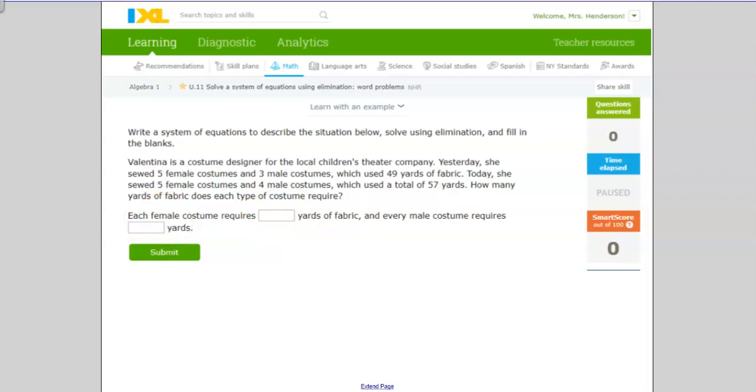So the first thing you need to do after you read the problem is to define your variables. For the sake of this question, I'm just going to use X and Y, but you can use any letters that you choose. So it says Valentina is a costume designer for the local children's theater company. Yesterday she sewed 5 female costumes and 3 male costumes, and altogether that used 49 yards of fabric. Today she sewed 5 female costumes and 4 male costumes, and it only used a total of 57 yards of fabric. How many yards of fabric does each type of costume require?